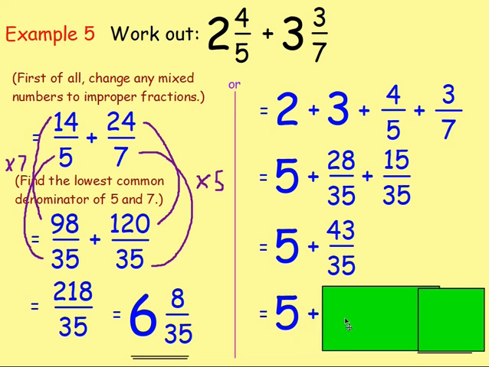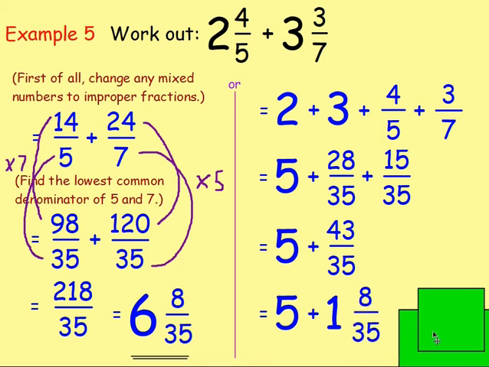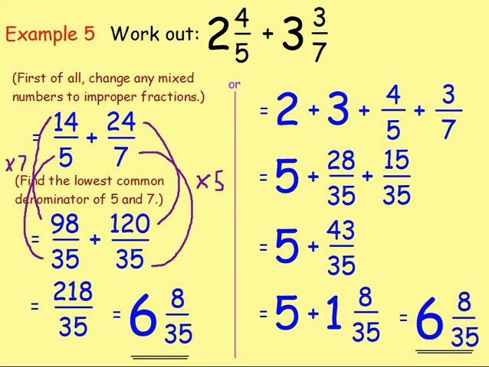So we've got 5 plus, and then you think, what's 43 divided by 35? Well, how many 35s go into 43? It is just 1, and you would have a remainder of 8. Good, so it's going to be 8 over 35. And then from there, you've got 5 whole parts and another 1 whole part, so overall you would have 6 whole parts, and we've still got this fraction of 8 over 35. And again, you can see that as the answer. Pick whichever method you like, as long as you practice it and you're okay with that method.